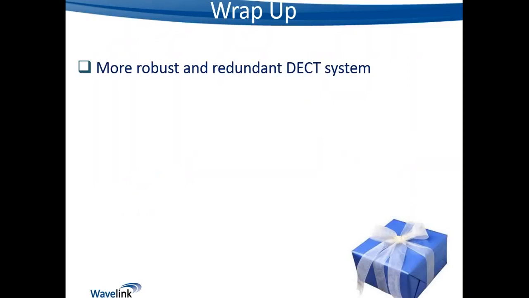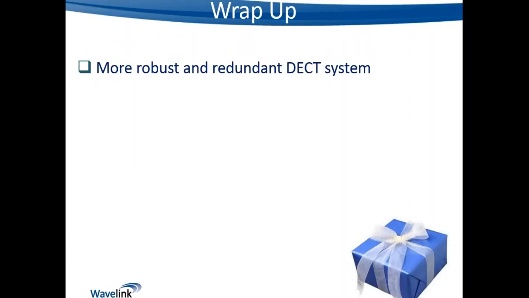Okay, so just to wrap up, I think we've covered off all the key points there. Obviously, there's a lot more granular stuff if you want to read into that, and there is a white paper on the Spectralink support site which will give you all the details if you want to know more. But realistically, the key points we'll take away from the webinar here are we've got a more robust and redundant DECT system.